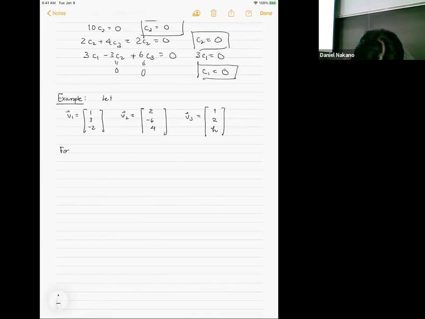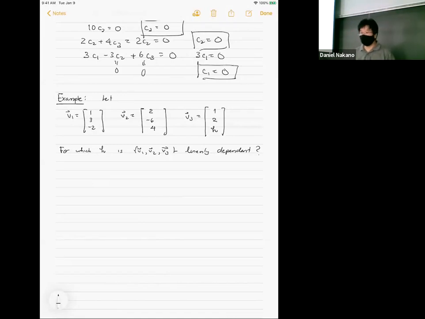So for which h are the vectors v1, v2, and v3 linearly dependent?